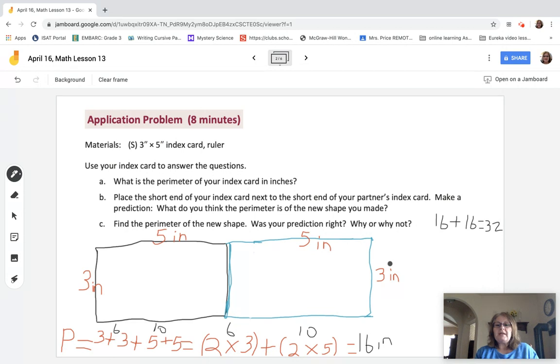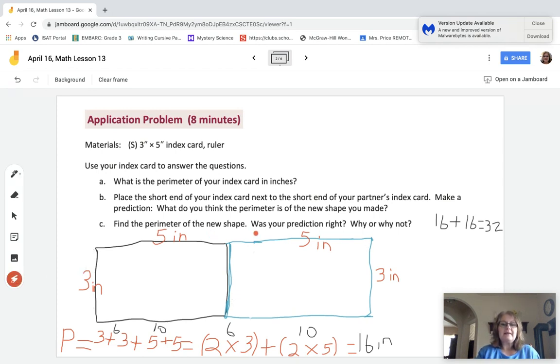Or do you think, when we're doing perimeter, remember to find perimeter, you add up all sides, the outside boundary. So would we count this as part of our perimeter when we've got them together? Or do we just count this? Just count the outside edges. Oh my goodness, it won't let me do this.